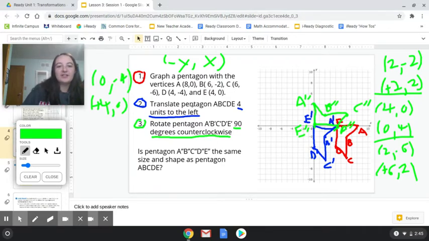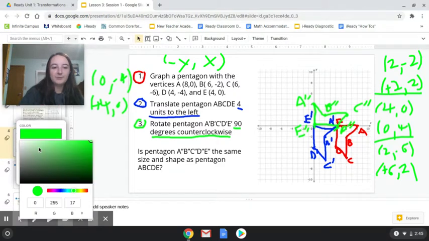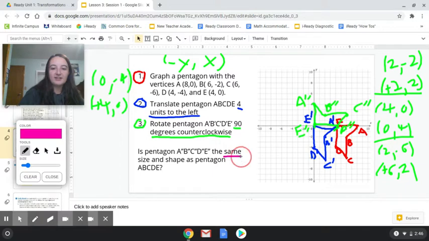And so this is our sequence of transformations because we started with our red figure, we translated that, and then after we translated that figure, we rotated. So it's a sequence of transformations because we did one transformation and then a second transformation. But we can see that even though we transformed it twice in two different ways, it still stayed the same size and the same shape. So the answer is yes.